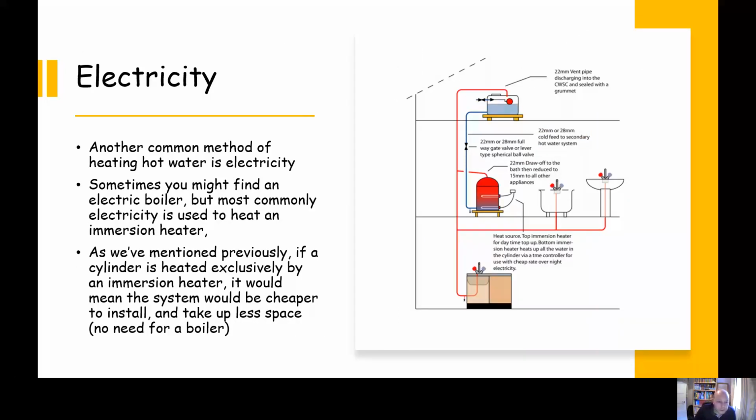Electricity. So electricity is another method of heating hot water. Occasionally you can get electric boilers. You don't come across them all that often, but you do often come across immersion heaters, and we've talked a lot about immersion heaters already in this section.